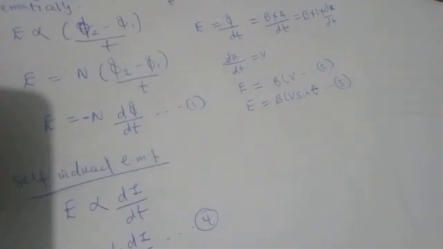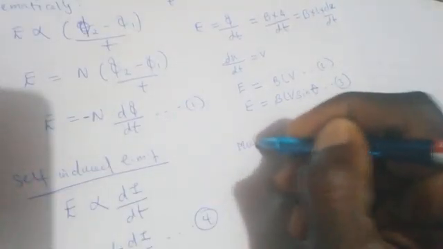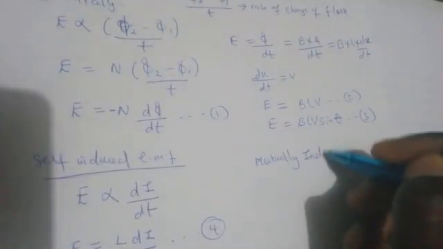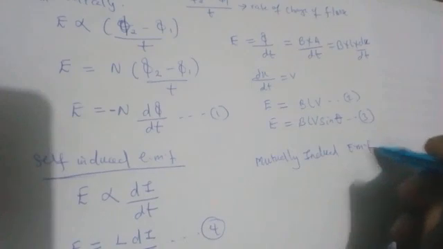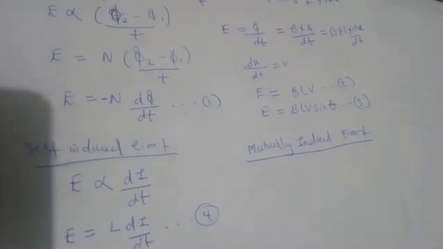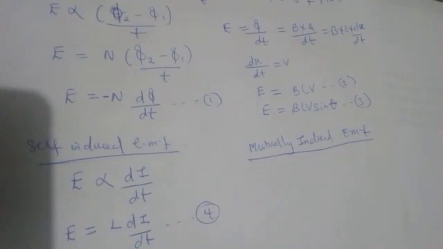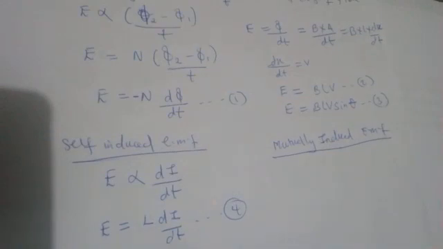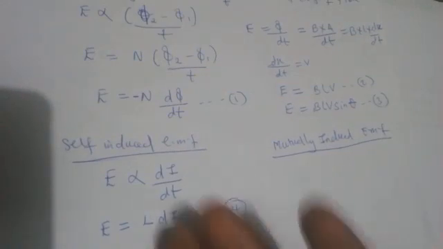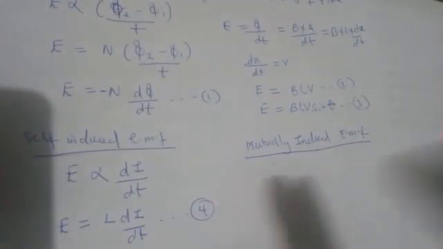Now, let us go to mutually induced EMF. For mutually induced EMF, this is the EMF induced due to the change of flux produced by another coil, not the same coil. In self-induced EMF, we said it is an EMF produced due to what? The change of flux in that coil. But in mutually induced EMF, the EMF here is induced due to change of flux produced by another coil.